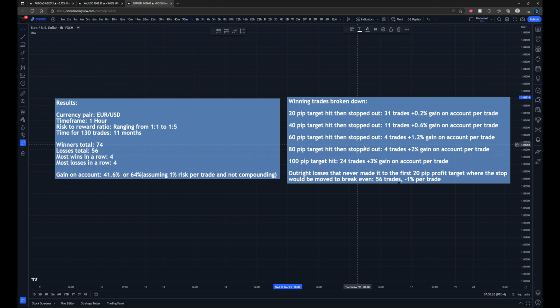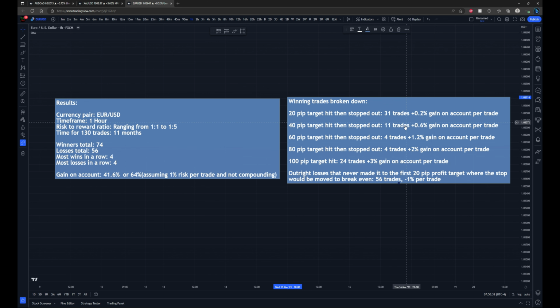60 pip target hit, then stopped out 4 times, plus 1.2% gain on the account per trade. 80 pip target hit, then stopped out 4 times, plus 2% gain on the account per trade. 100 pip target hit, 24 trades out of the 130, plus 3% gain on the account per trade.